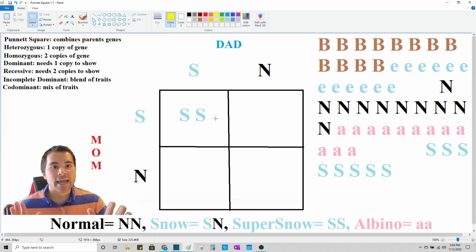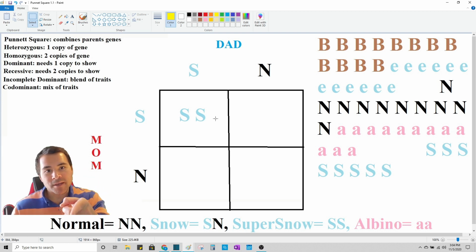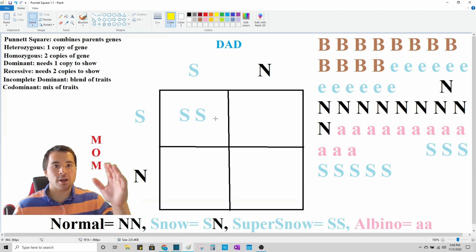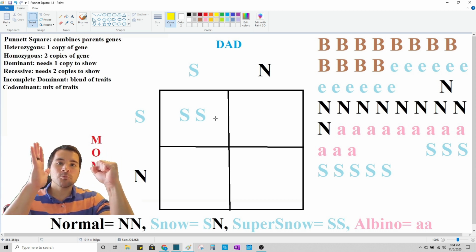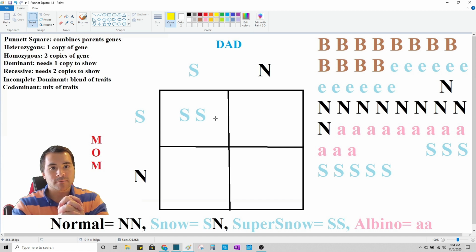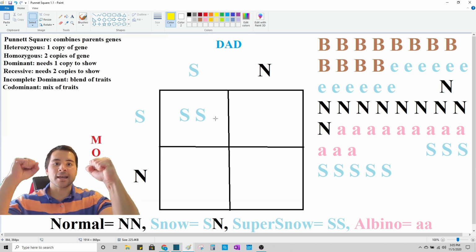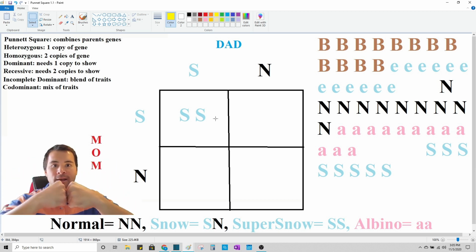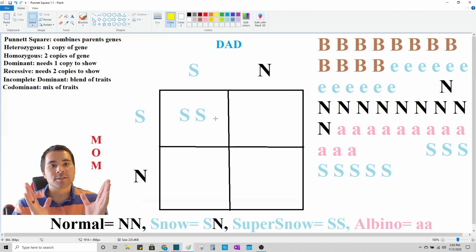So again, it's not a recessive trait, because recessive genes don't show. It doesn't make any difference when you have one copy of the gene. But with this trait, the snow trait, you take a snow gecko, you breed it with a normal leopard gecko, you're going to get a blend of the two traits. That is incomplete dominance. Now, if you take the snow gene and it combines with another snow gene, now the dominance is complete and it's in its fully expressive form, called a super snow.